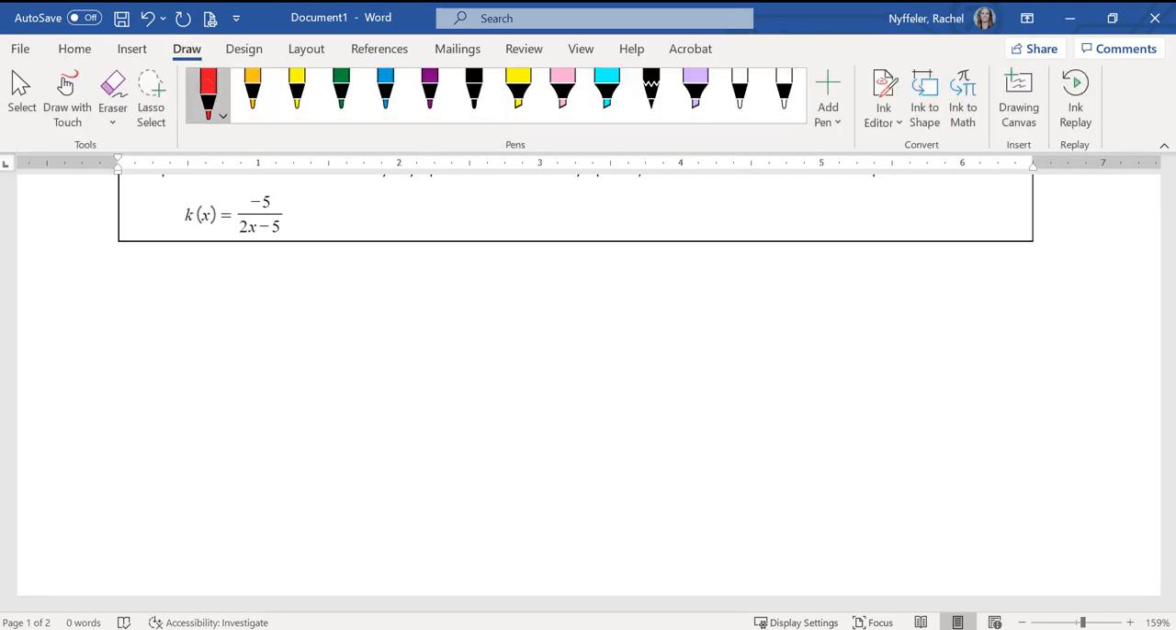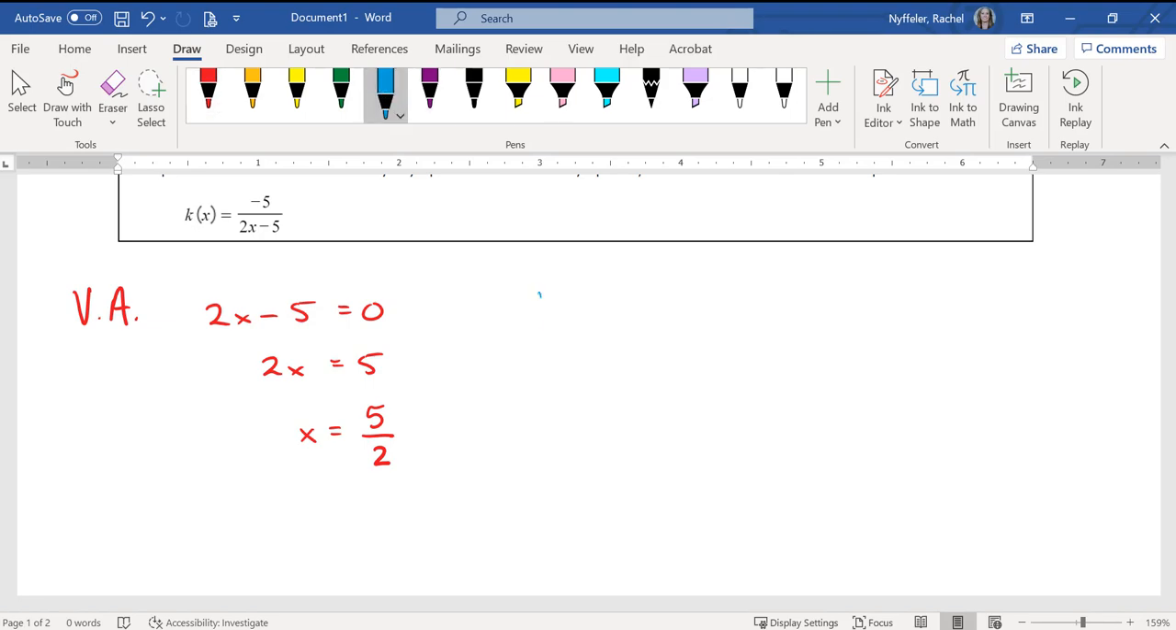So for a vertical asymptote, remember that you've got to factor everything, numerator and denominator, which it's all factored. And then you want to set the denominator equal to 0. So I get 2x equals 5. So x equals 5/2. That's my vertical asymptote.